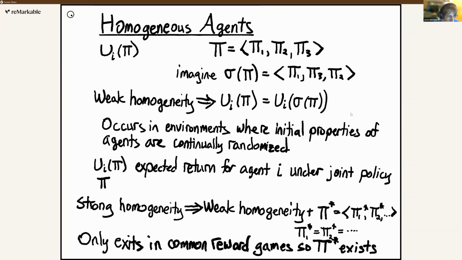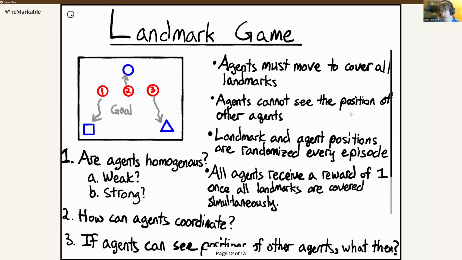So let's talk about a new environment. This is called a landmark game or landmark environment. The idea is that we have some number of agents. Here I'm showing 3. And then there is some number of landmarks, the same number. And the agents and landmarks start out in random positions. So we have that randomization property.